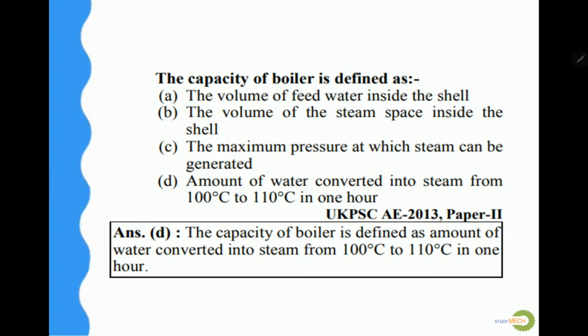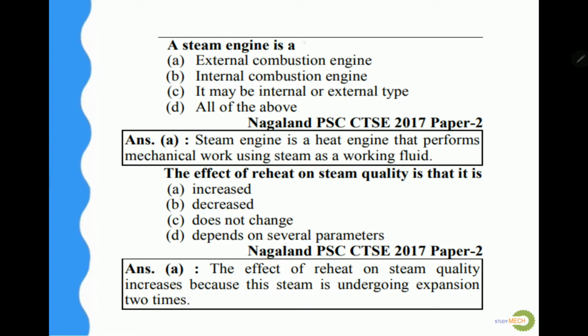The capacity of boiler is defined as the amount of water converted into steam from 100 degrees Celsius to 110 degrees Celsius in 1 hour. So option D is the right answer. A steam engine is a heat engine that performs mechanical work using steam as a working fluid. So option A is the right answer.